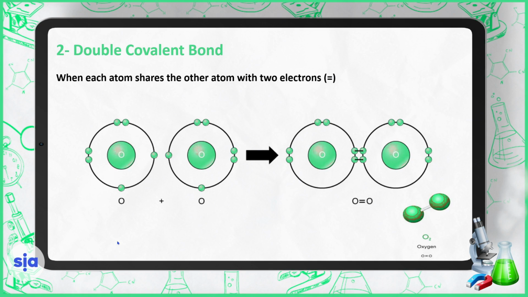Here is the oxygen atom. 1, 2, 3, 4, 5, 6. 6 electrons in the outer energy level of each oxygen atom. When the 2 oxygen atoms react together, they will share 2 electrons with the other oxygen atom, forming an oxygen molecule. At the same time, the outer energy level of each oxygen atom will be filled with 8 electrons.